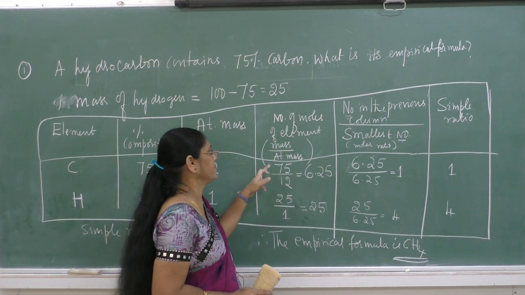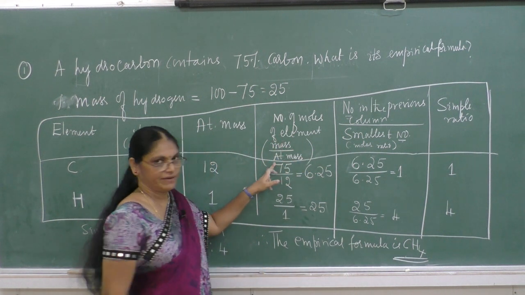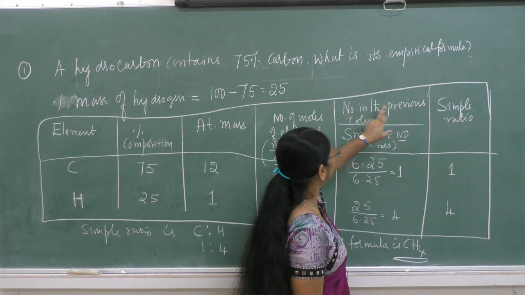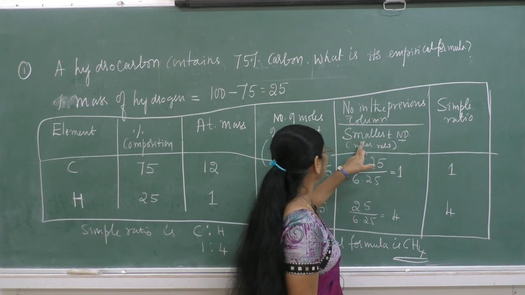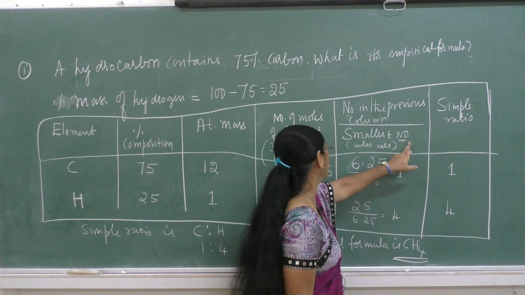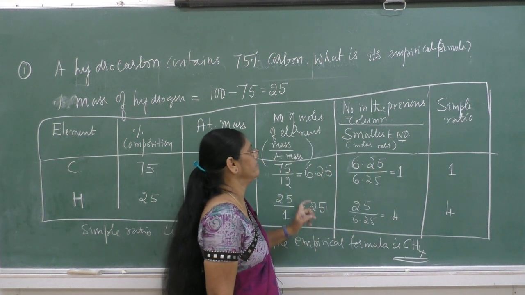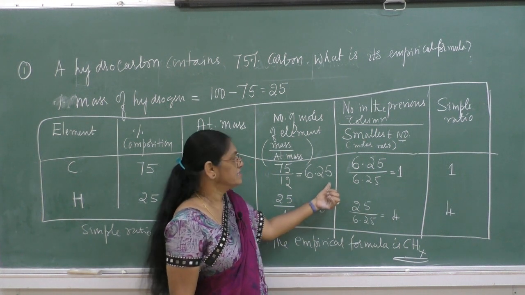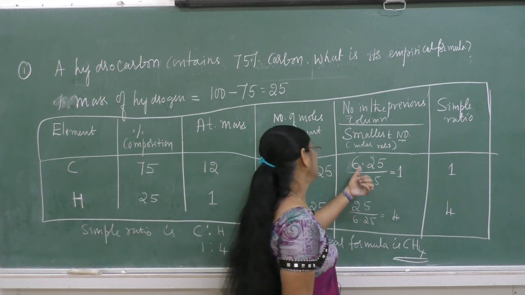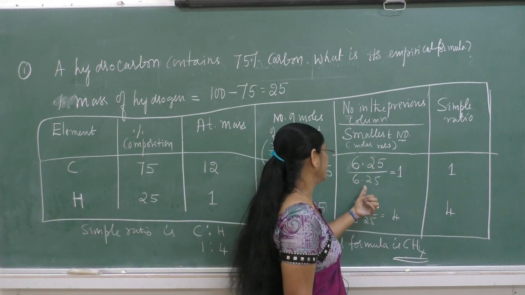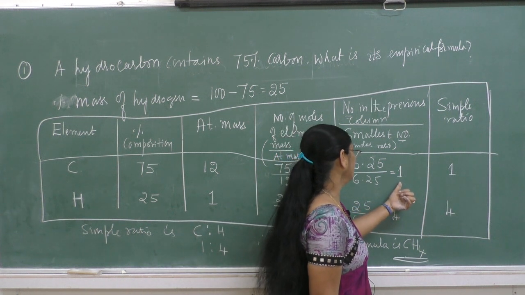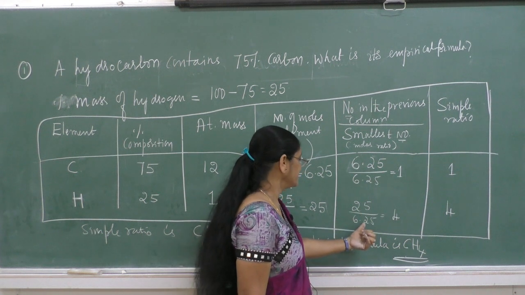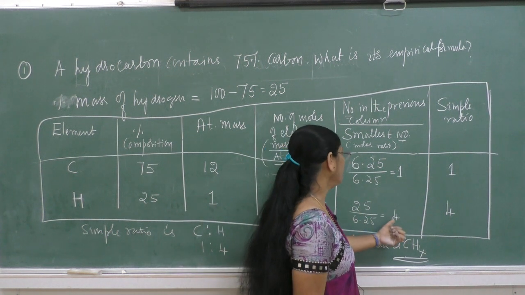It is calculated by given mass divided by atomic mass. Then the next column is the number in the previous column divided by the smallest number in the previous column. Among these two values, 6.25 is the smallest value. So 6.25 divided by 6.25 is equal to 1. Then the second one is 25 divided by 6.25, which is equal to 4.